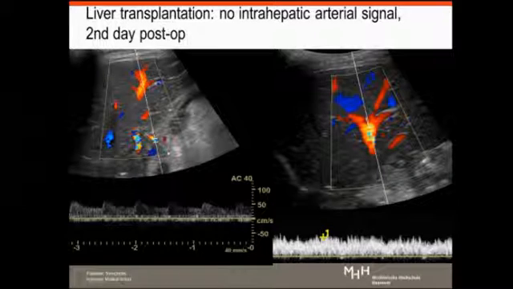And then sometimes, like in this case, of a boy after a full-size liver transplant with cystic fibrosis, you could see the artery just at the entrance of the liver transplant, but you couldn't see it anymore within the liver, because sometimes you have a very strong portal venous flow, like here, with a little turbulence.